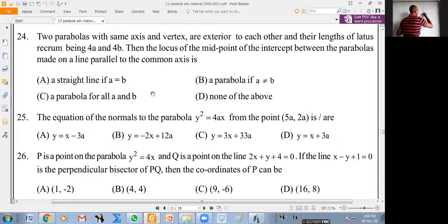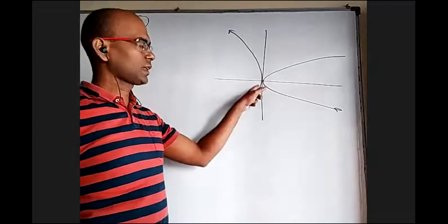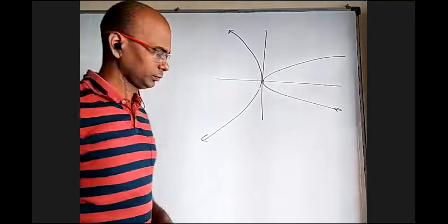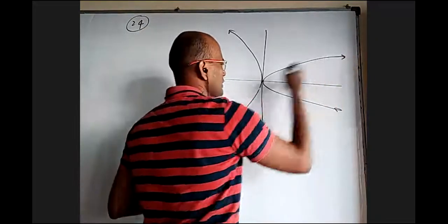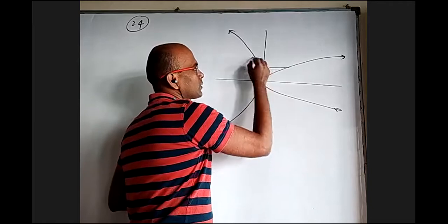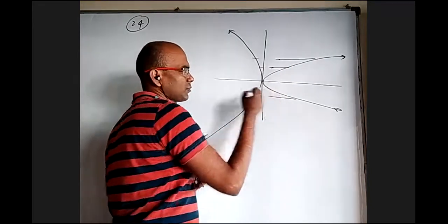We have one parabola like this, another parabola like this. Both parabolas have same axis, same vertex, but one is not inside the other. One is this side, one is exterior to the other. Now what they say, this is a common axis. Parallel to that, you draw any line like this or like this or like this. That will have some midpoints. What is the locus of that? They're asking.